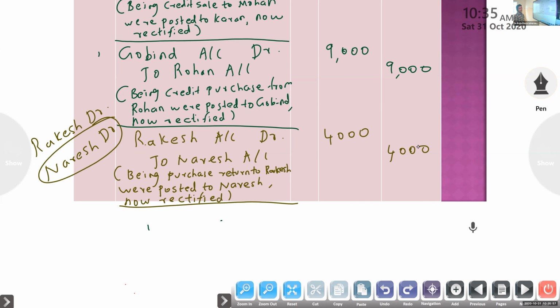Next, Sharat: cash sales of rupees 2,000 were posted to the commission account.